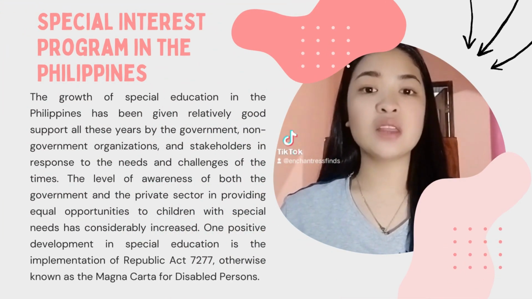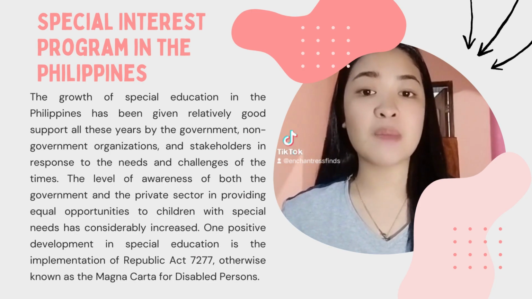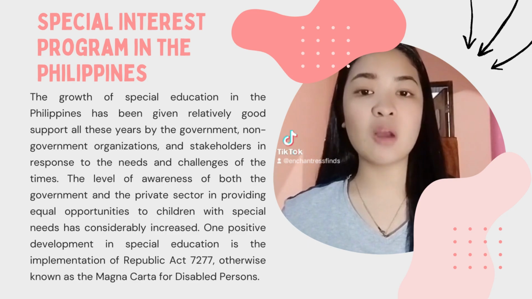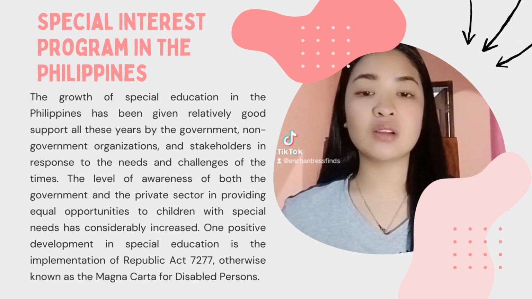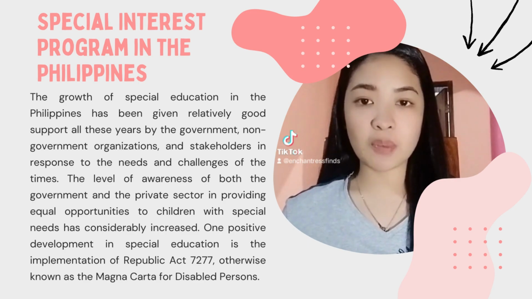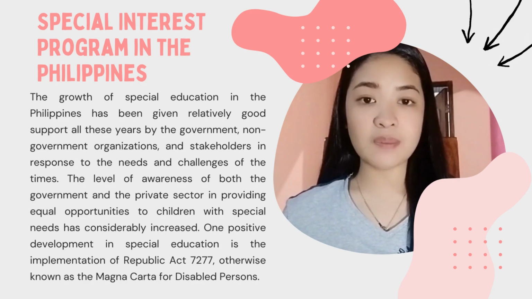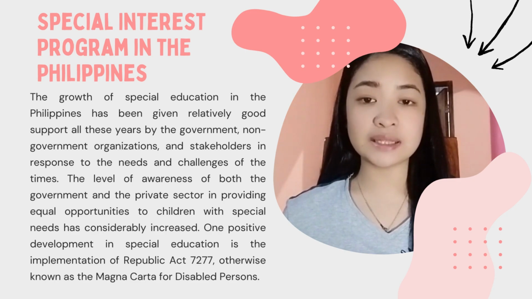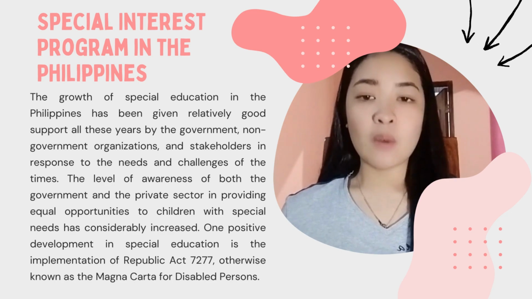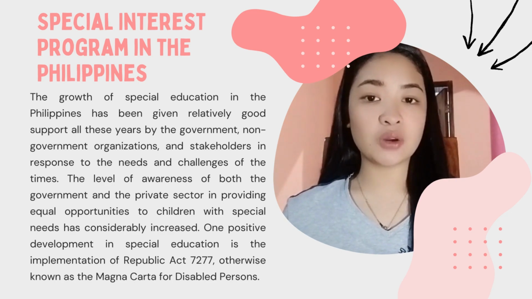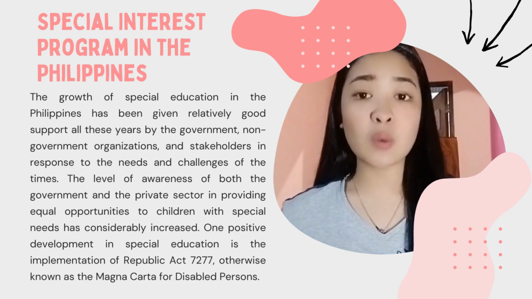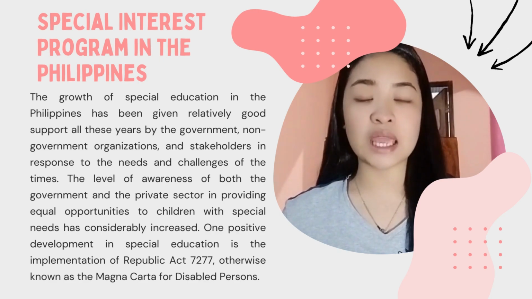The growth of special education in the Philippines has been given a relatively good support all these years both by the government and non-government organizations and stakeholders in response to the needs and challenges of the times. The level of awareness of both the government and the private sector in providing equal opportunities to children with special needs has considerably increased. One positive development in special education is the implementation of Republic Act 7277, otherwise known as the Magna Carta for Disabled Persons.